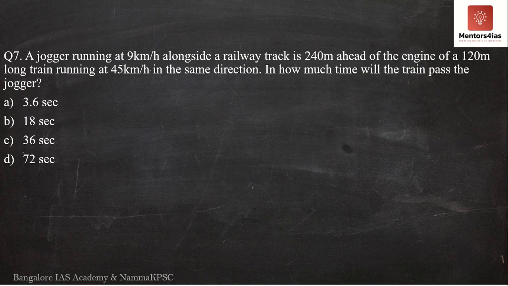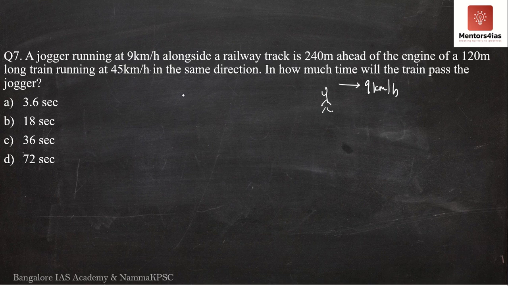Now, the next question says, a jogger running at 9 kilometers per hour alongside a railway track. So there's a person over here, he is running at 9 kilometers per hour on a railway track and is 240 meters ahead of the engine of a 120 meter long train, running at 45 kilometers per hour in the same direction. So in how much time will the train pass the jogger?